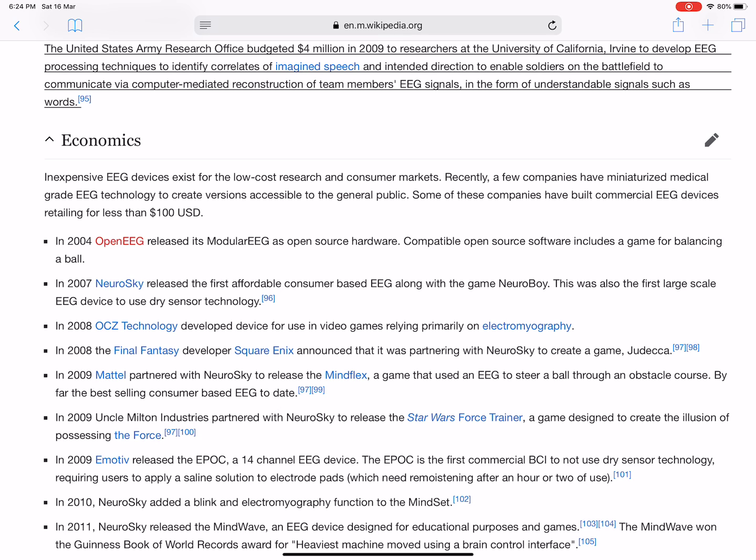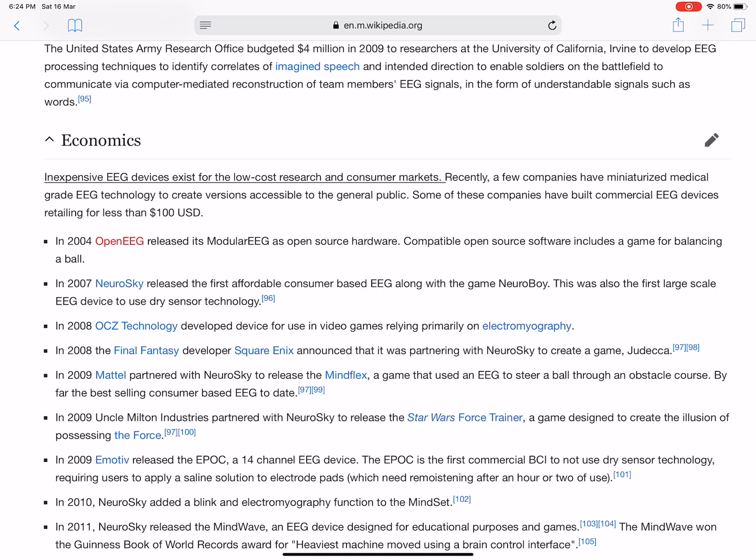Economics. Inexpensive EEG devices exist for the low-cost research and consumer markets. Recently, a few companies have miniaturized medical-grade EEG technology to create versions accessible to the general public. Some of these companies have built commercial EEG devices retailing for less than a few hundred USD. In 2004, OpenEEG released its modular EEG as open-source hardware. Compatible open-source software includes a game for balancing a ball. In 2007, NeuroSky released the first affordable consumer-based EEG along with the game NeuroBoy.